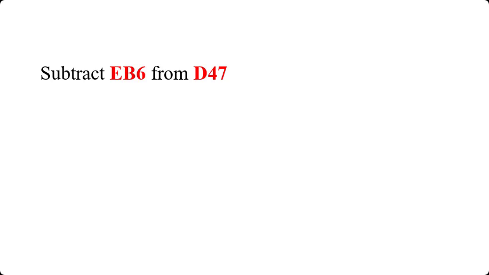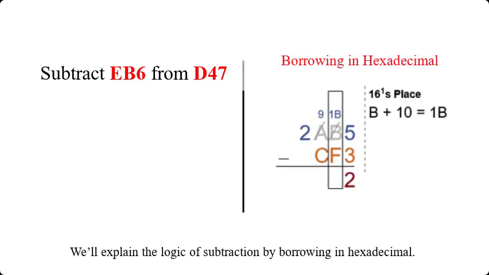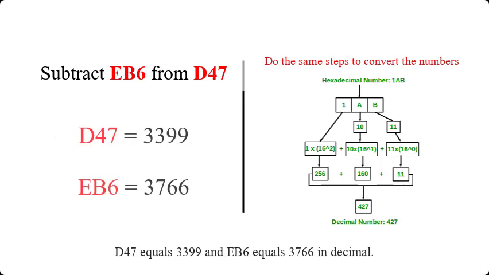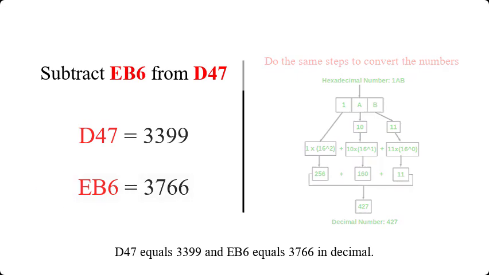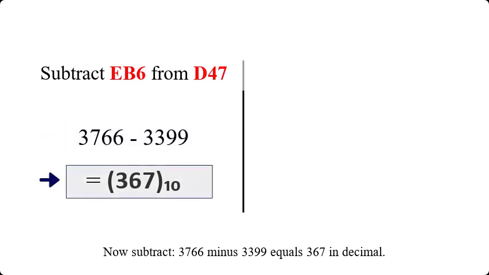Subtract EB6 from D47. We'll explain the logic of subtraction by borrowing in hexadecimal. Let's convert the hex values first. D47 equals 3,399 and EB6 equals 3766 in decimal. Now subtract. 3,766 minus 3,399 equals 367 in decimal.